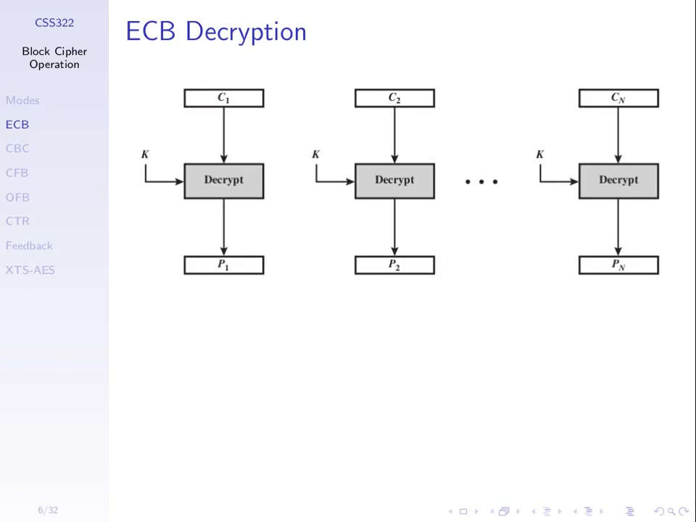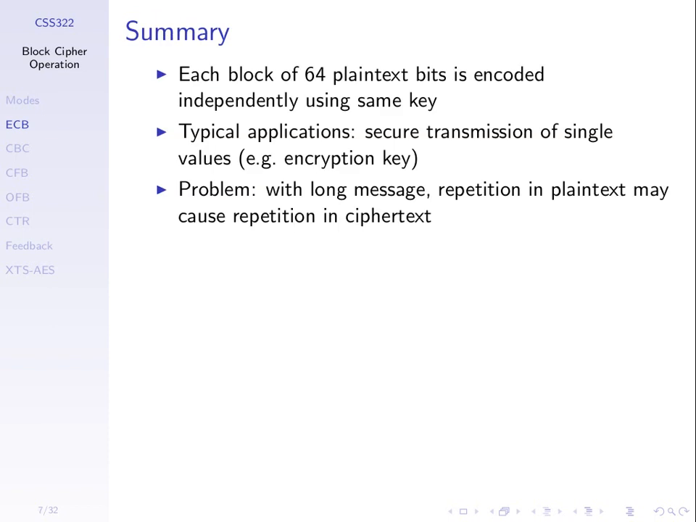So let's look at some other modes of operation which are more secure than ECB. The problem with ECB is with a long input message, repetition in the plaintext will cause repetition in the ciphertext. That's bad. It's okay if we have short messages, so that there's a very small chance to get repetition in the plaintext with short messages, so it's not a problem there. But with anything long with multiple blocks, it's not good.